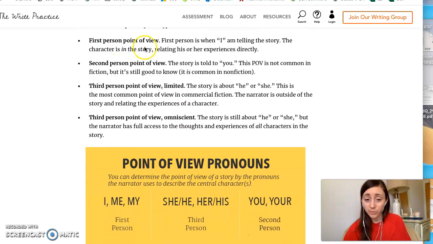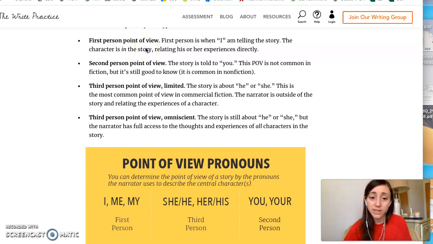You can have a first person point of view, which is obviously when the author is saying, I think this, I think that. You see it from one person's point of view or perspective. This character is in the story, relating his or her experiences directly to the reader. Obviously, that's what To Kill a Mockingbird is written in, because it's told from Scout's perspective.